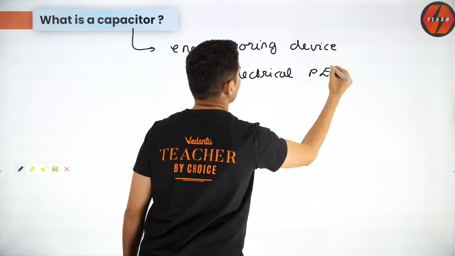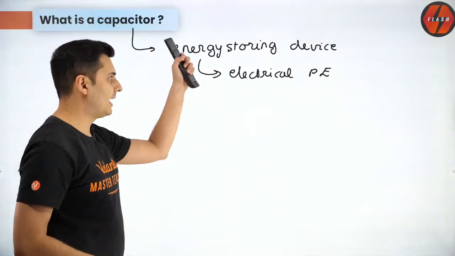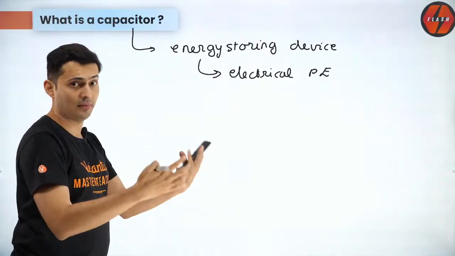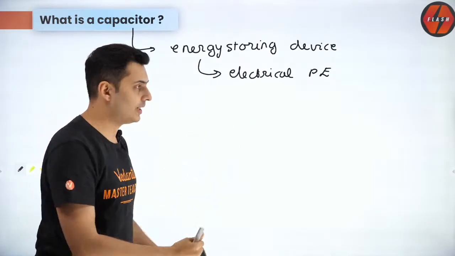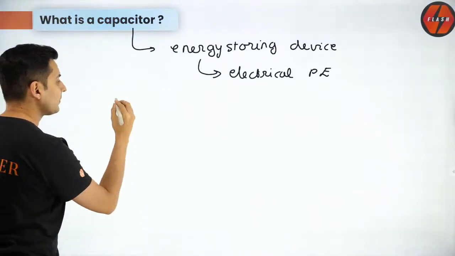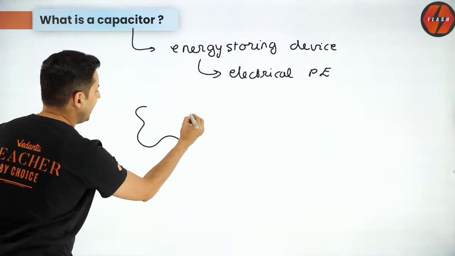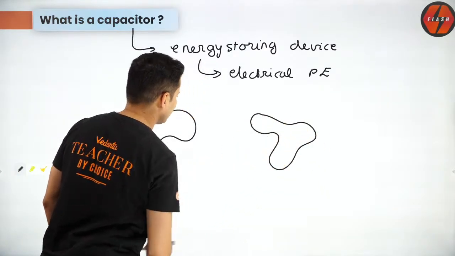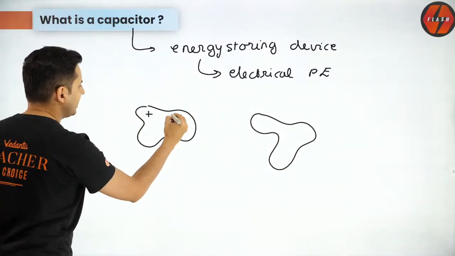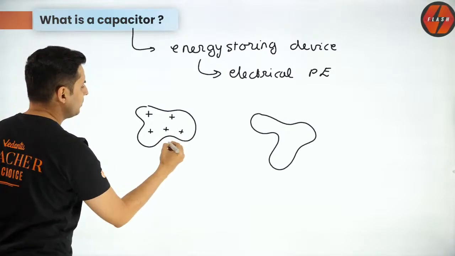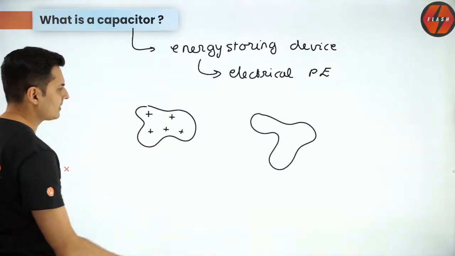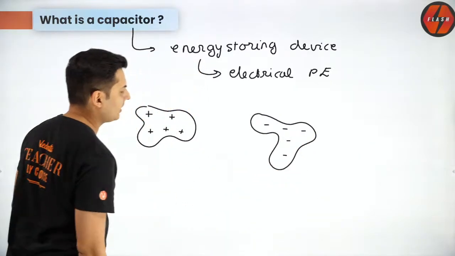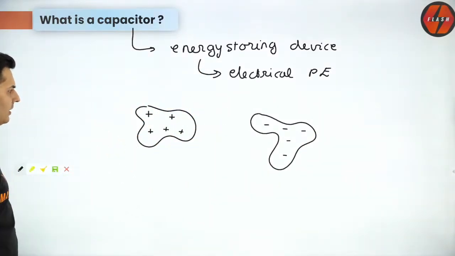potential energy. So it is stored in the form of electrical potential energy, and this is generally achieved by creating a potential difference across two conductors. How? Imagine you have a conductor like this, and imagine you have another conductor like this. Let's say you put some charge on one conductor, and you put some other charge on another conductor out there.